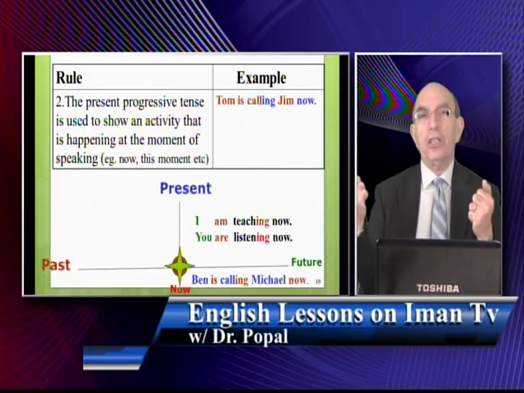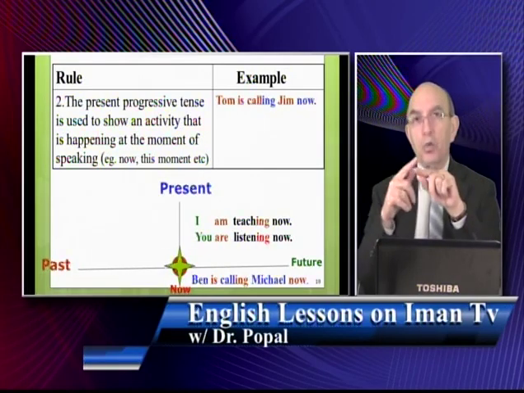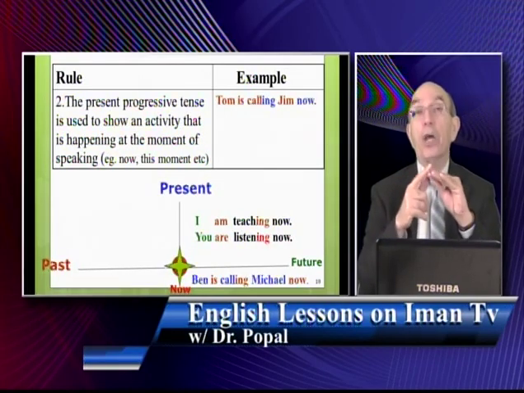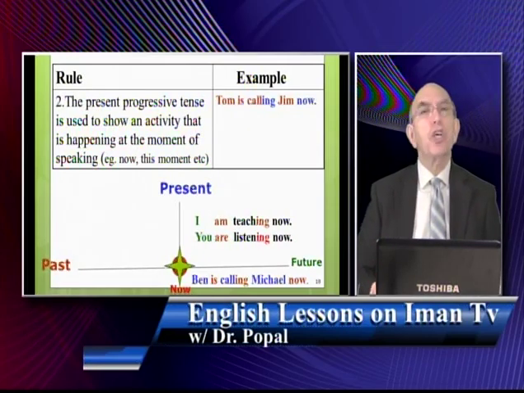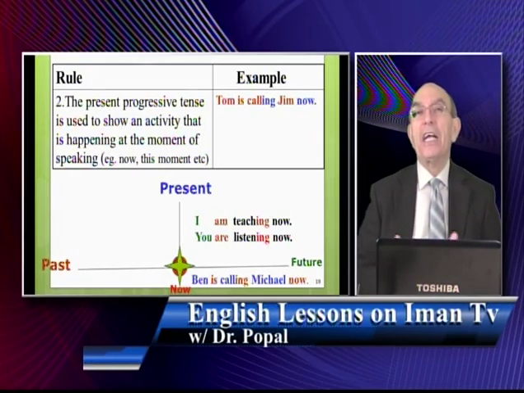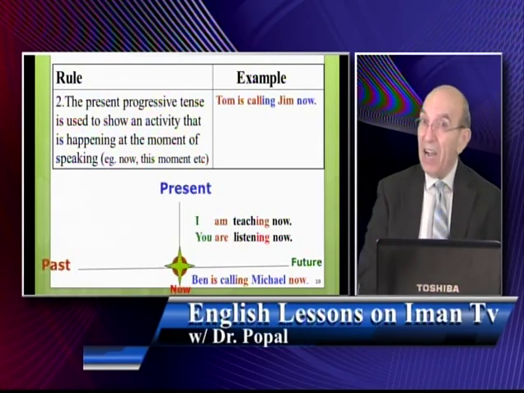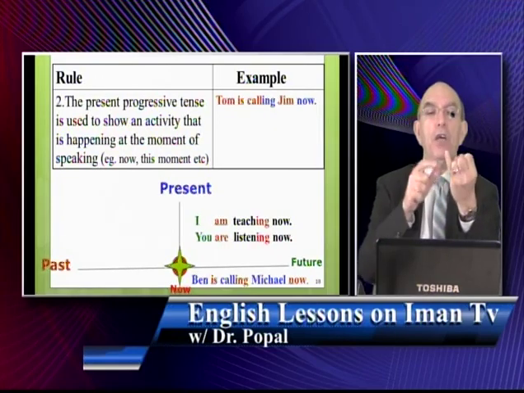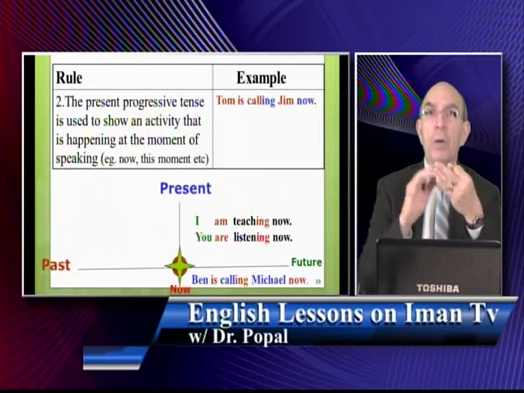That's not correct English. When you say now, you must use to be with the verb plus ing. We don't say I teach now. That's not correct English. I have to say what? I am teaching now. You don't say I listen now. You say what? I am listening now. Okay? Because of now, you have to use a form of be. Form of be is what? Is, am, are. Verb, ing.